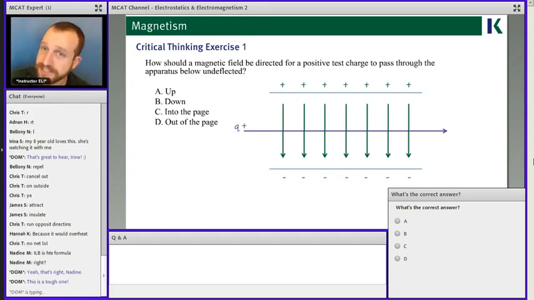Now again, no hints for your fellow classmates per se, but if you do spot the important point, the important word from the question, let us know down here in chat. But I'll let you try it by yourself first.